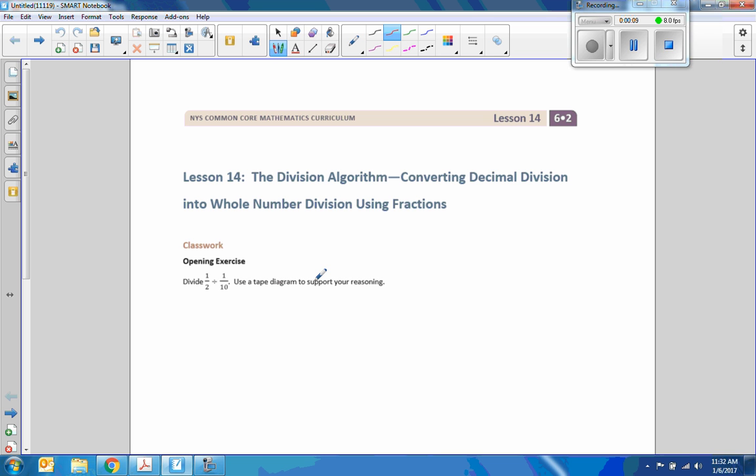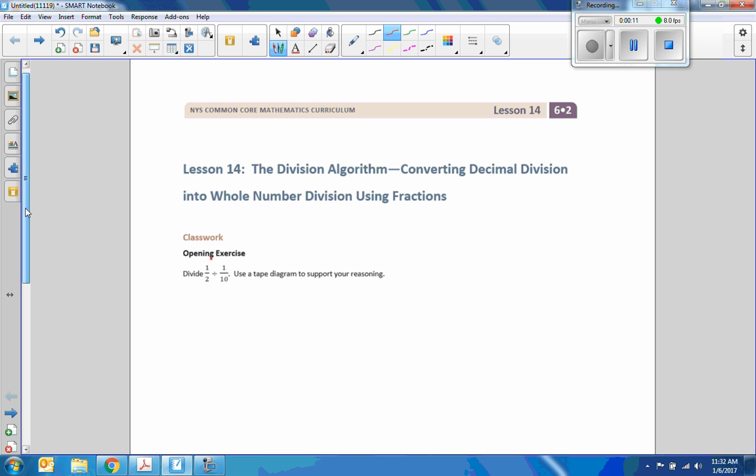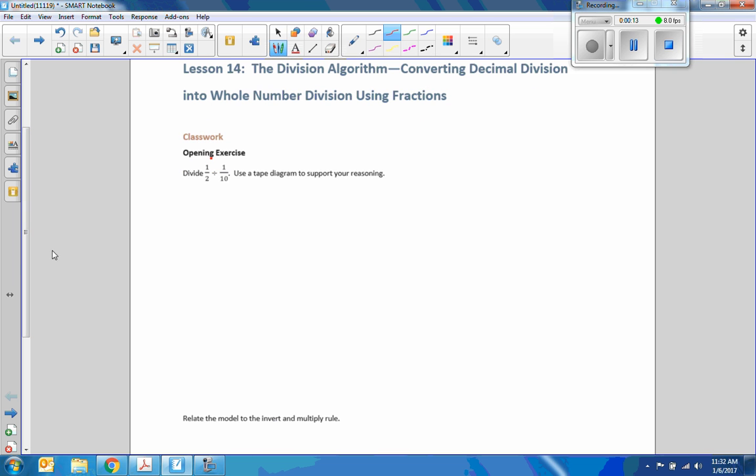Okay, this is lesson 14, the division algorithm, which is basically long division, converting decimal division into whole number division using fractions. The opening exercise says divide 1/2 divided by 1/10. Use the tape diagram to support your reason.